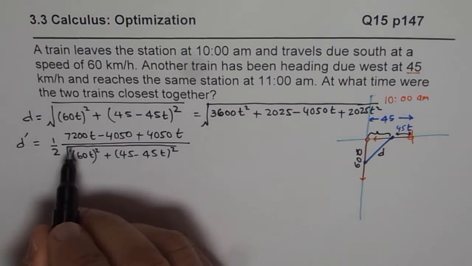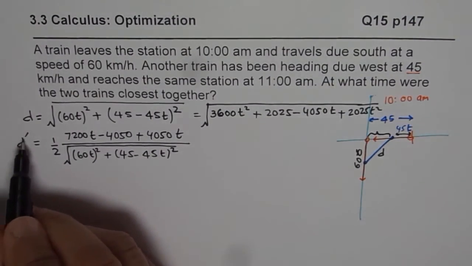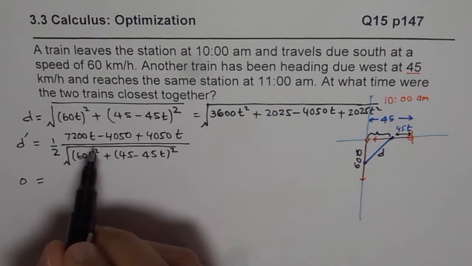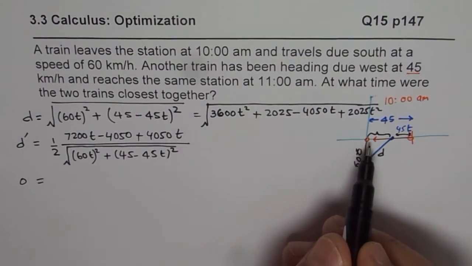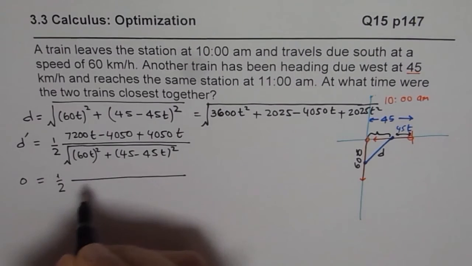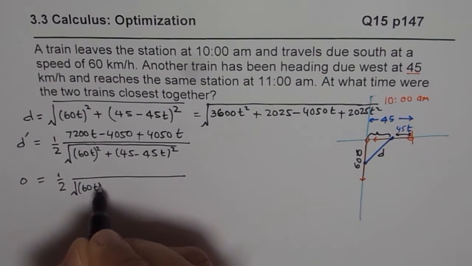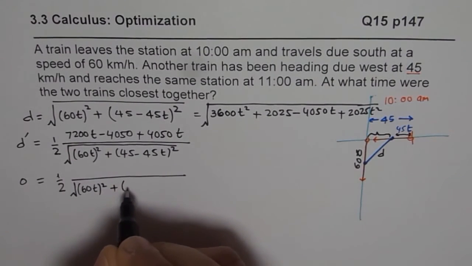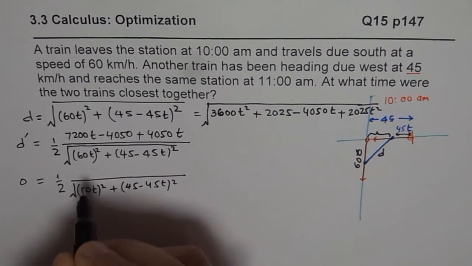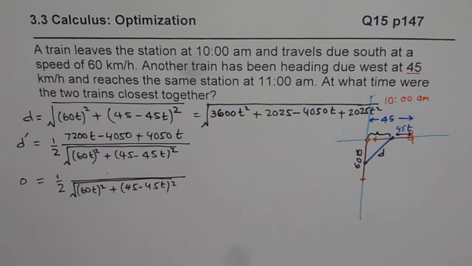Now, we can simplify this and equate the derivative of distance to 0 to find the time when this is going to be minimum. So we'll write half of all this, which is 60. Do not expand or work with the denominator, right? That is kind of critical. You will save a lot of time in doing so. So that is a square root. Since it is 0, we need to equate the numerator to 0.